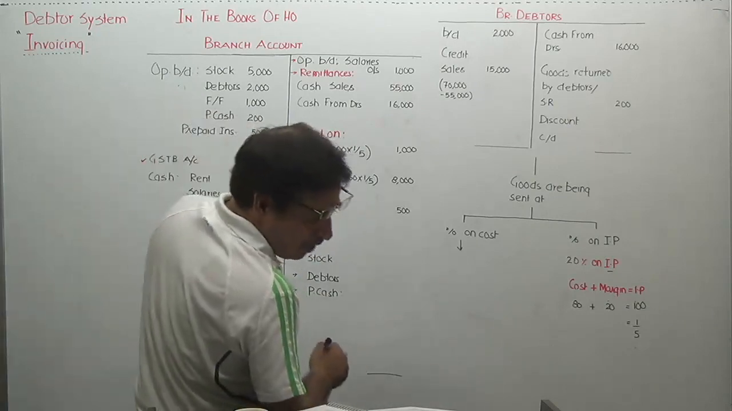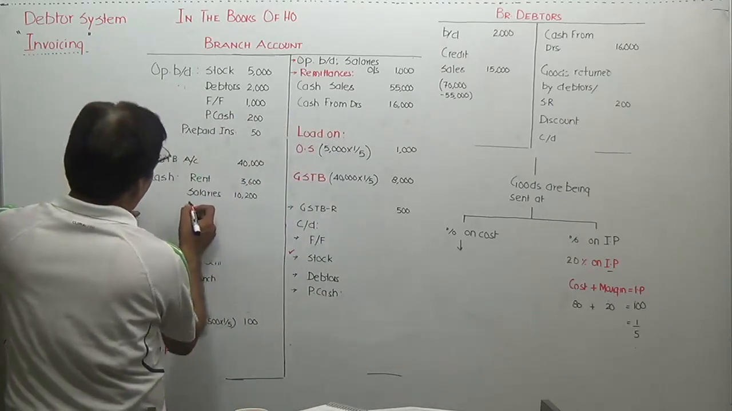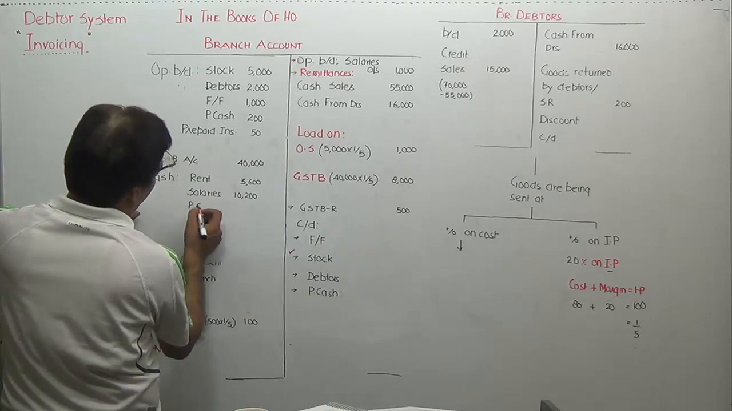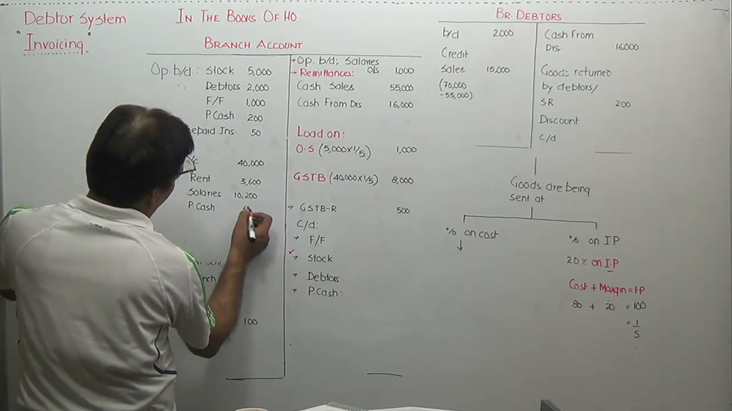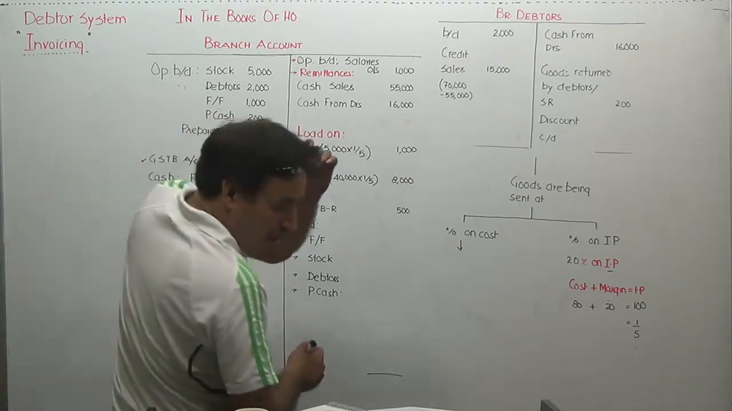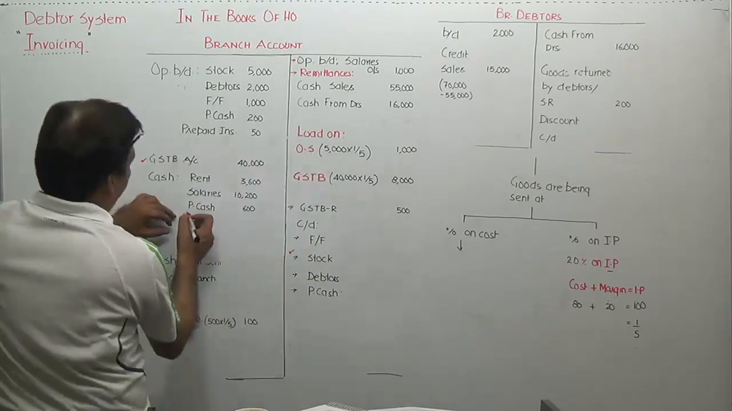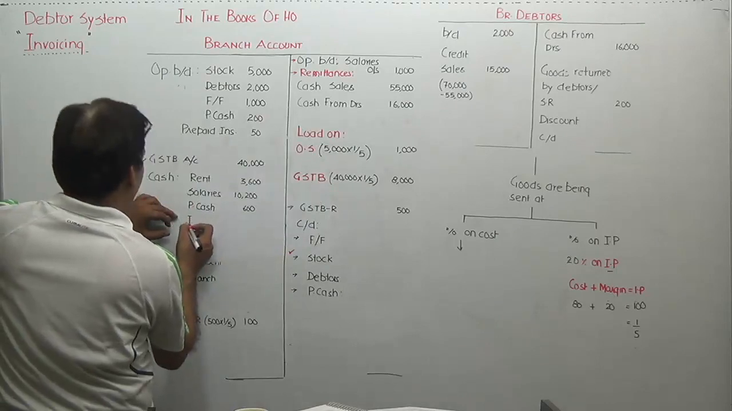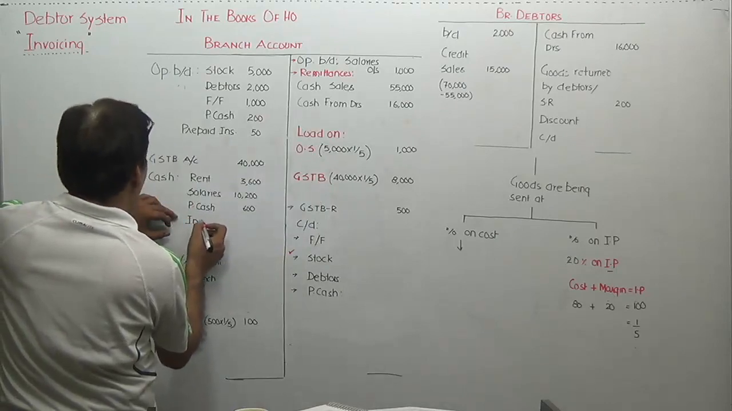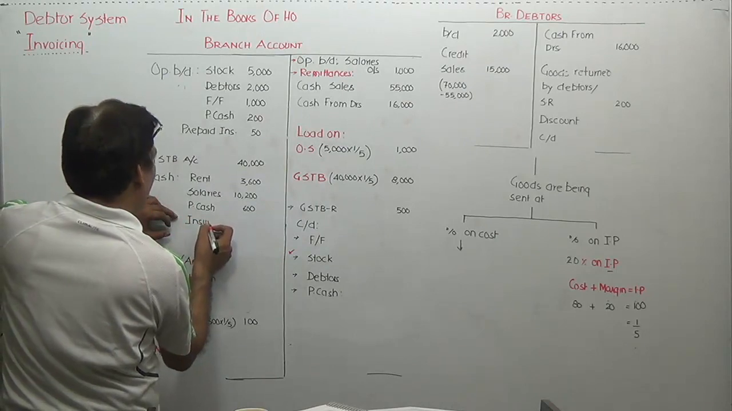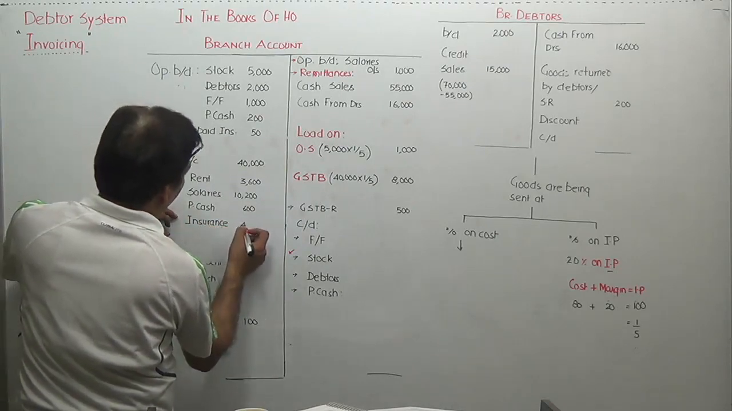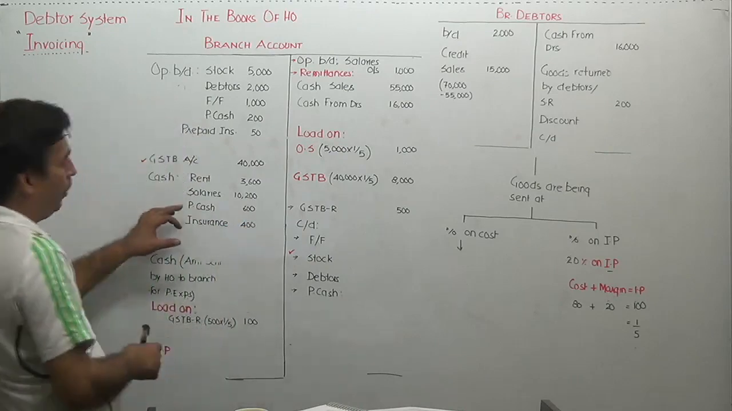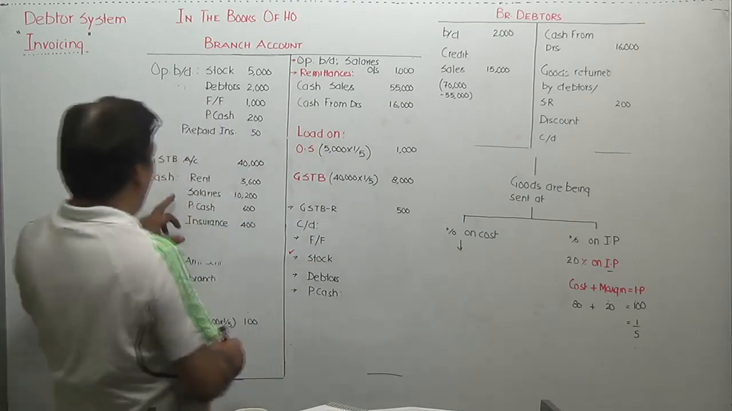10,200, then petty cash 600. So head office this time sent petty cash also to branch worth rupees 600. Next item is insurance. So some cash has been sent to meet insurance expense, and in the bracket something is written. Insurance 400. One by one we will take it. First we come down to petty cash.